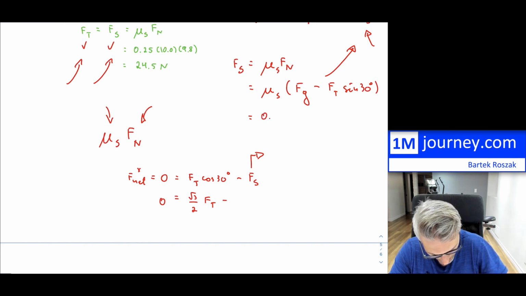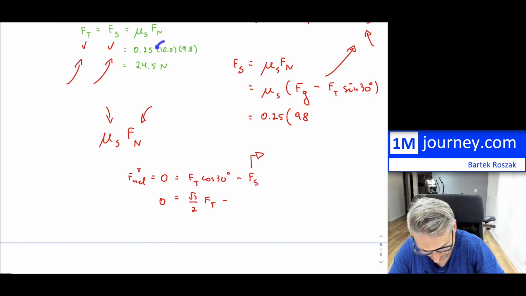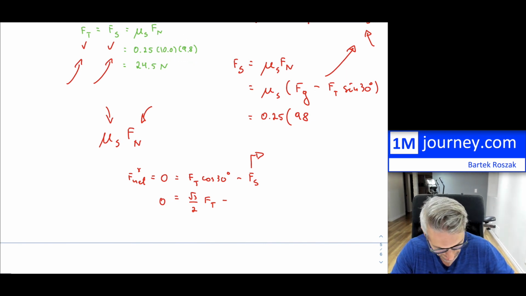So this is going to be 0.25. That's my coefficient of friction. Now, inside of the brackets, this is going to be force times gravity. So this is actually 98. This is coming from the previous one. So notice right here, this is F times G. Okay, so that's 98 minus my force of tension, and then sine of 30. Well, sine of 30 is just a half. Okay, so this is what I'm going to have right there.